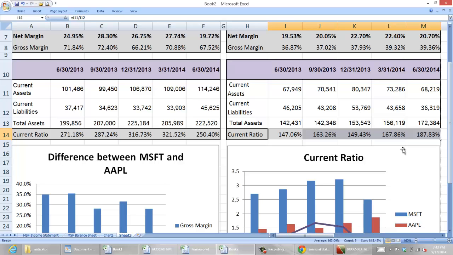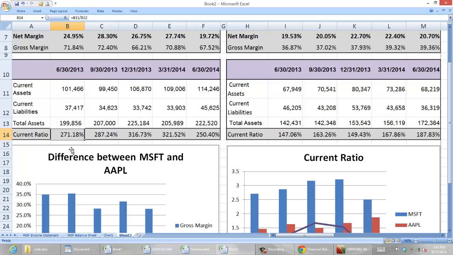Okay. Now, is higher better or higher worse? Of course, it depends, right? For profitability, higher is better, definitely, other things equal. Okay, now, what does this mean, a current ratio of 271% or 2.71 times?